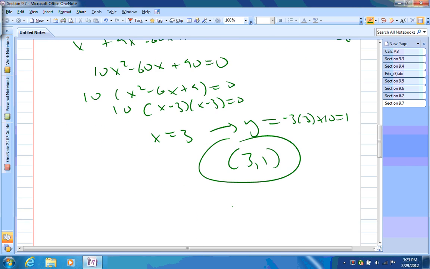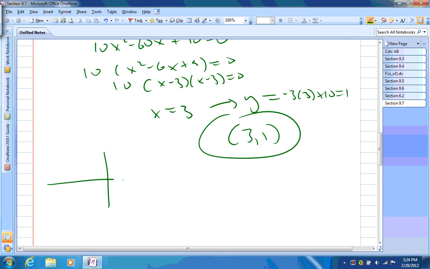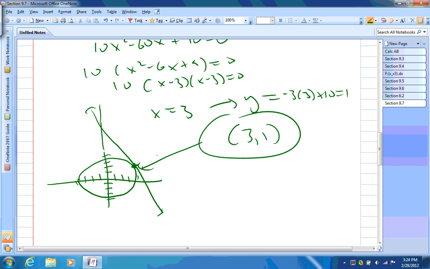Which should make sense because if you were to graph this, okay, that was a horrible circle. But you have that. And if you graph y equals negative 3x plus 10, okay, kind of missed, but that would be your answer for that one.